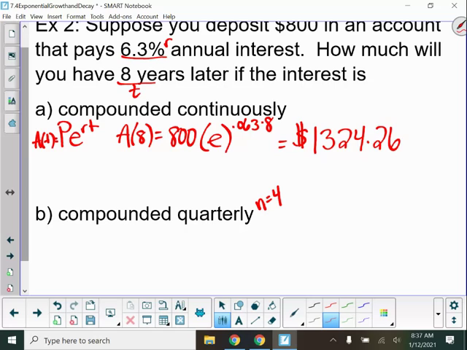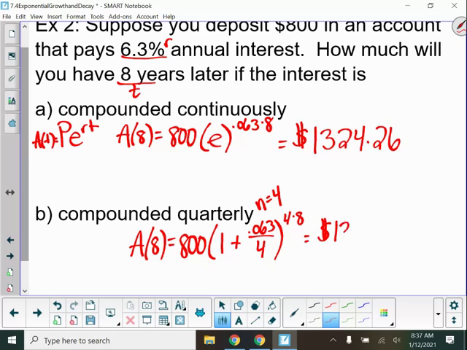For the compounded quarterly, we do still have the initial $800. Then we are multiplying that by 1 plus the rate of 0.063 divided by 4, because it's compounded quarterly, and then to the 4 times 8 power, so it's NT. This is going to give us $1,319.07. So you can see the compounding continuously gives us a slightly higher dollar amount than the compounding quarterly.